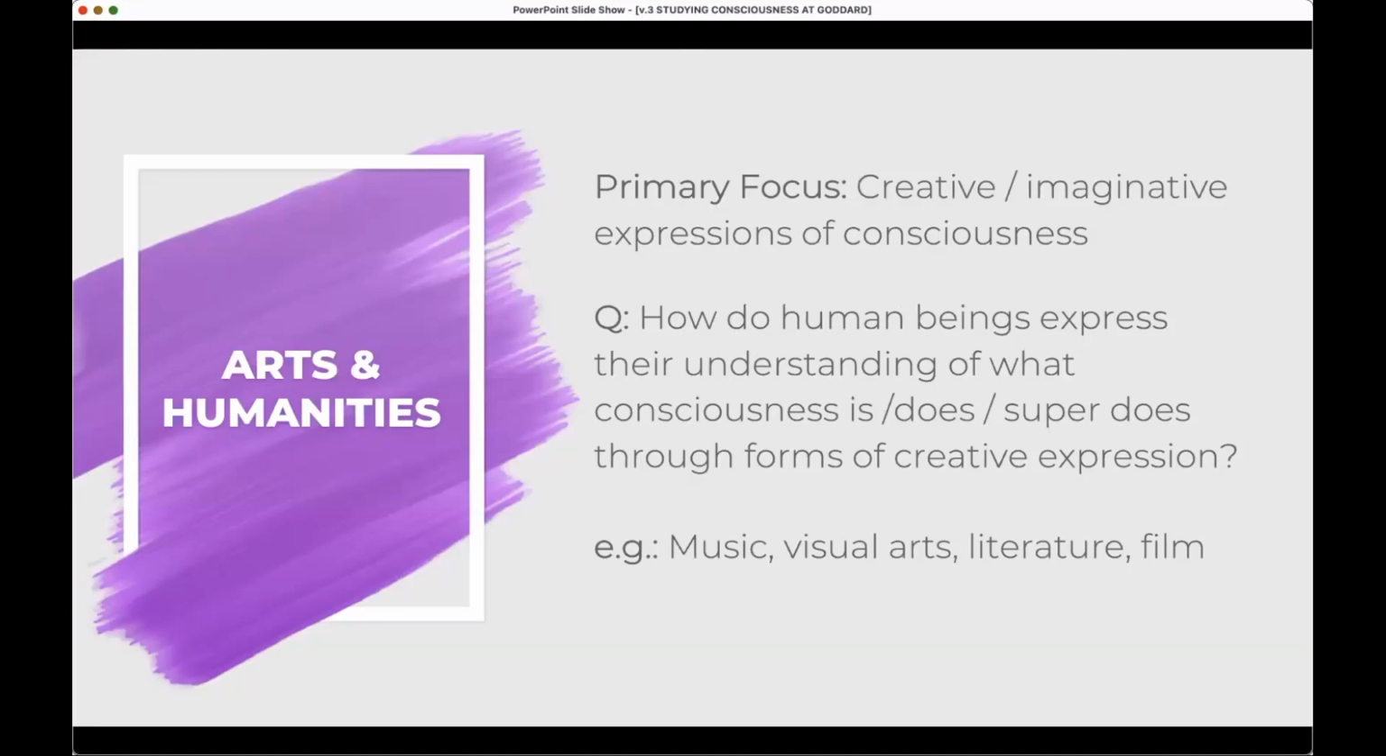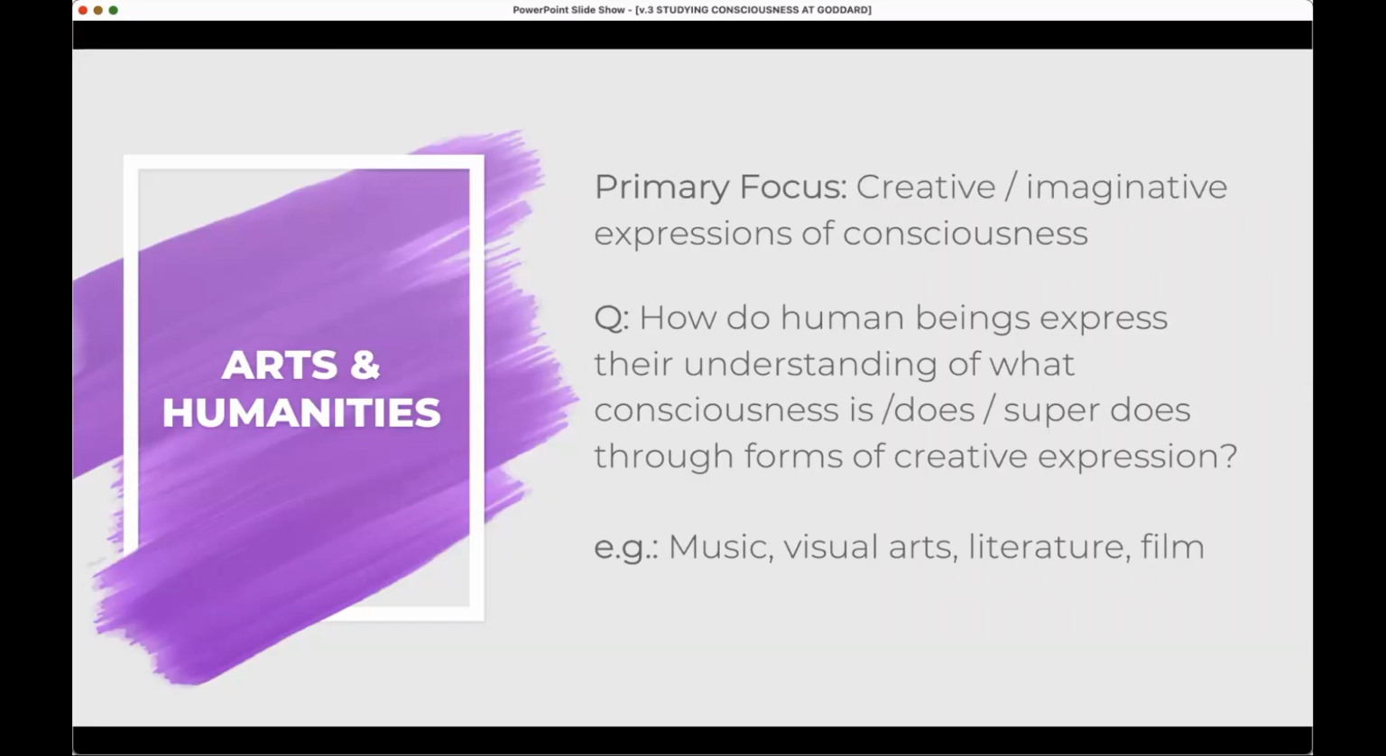So finally, we have the study of consciousness looking at it through the domain of the arts and humanities. And this is a really exciting domain, and one that I'd really like to see more consciousness studies students dive into. The arts and humanities domain is primarily concerned with the creative and imaginative expressions of consciousness.